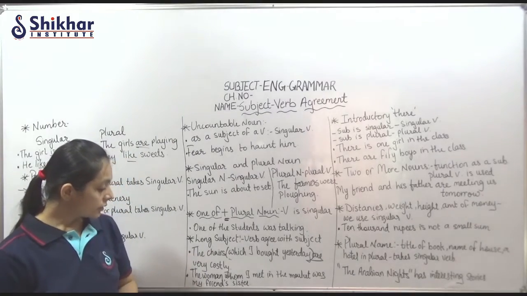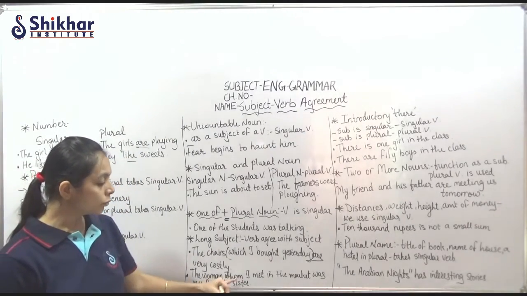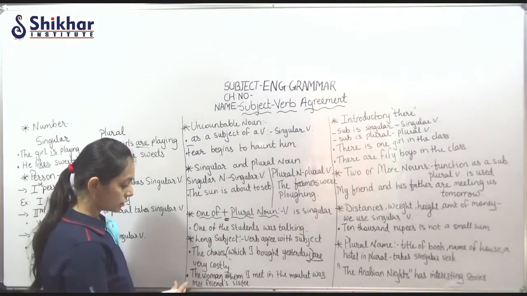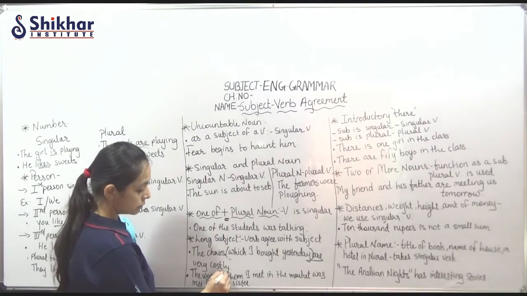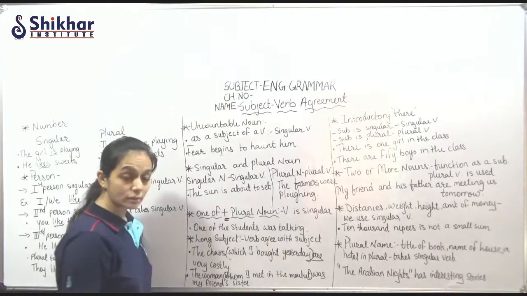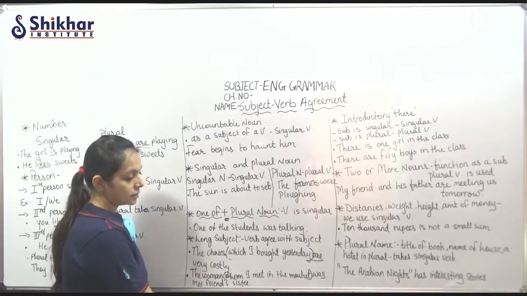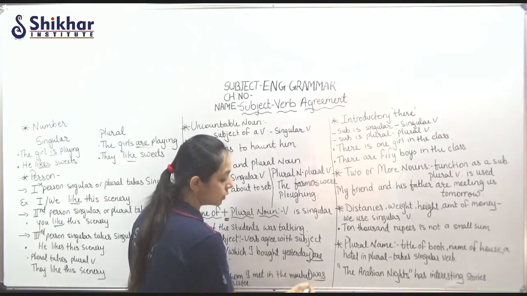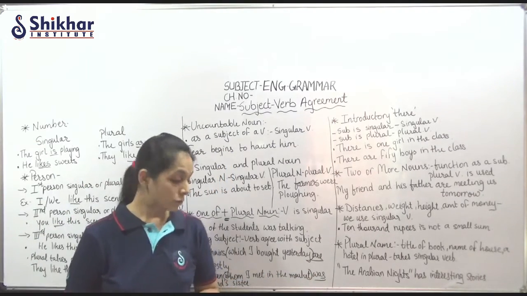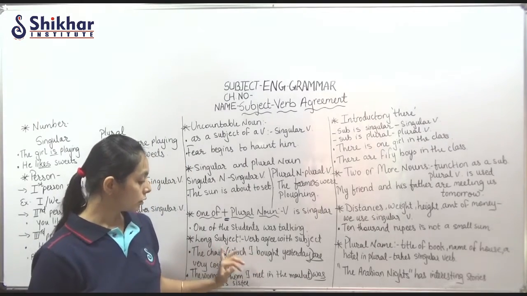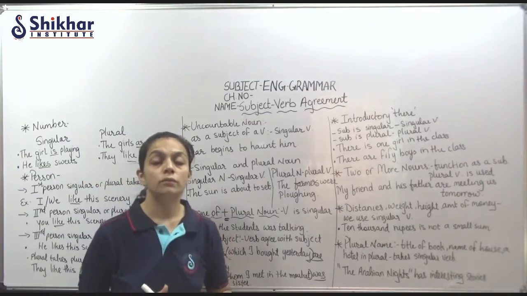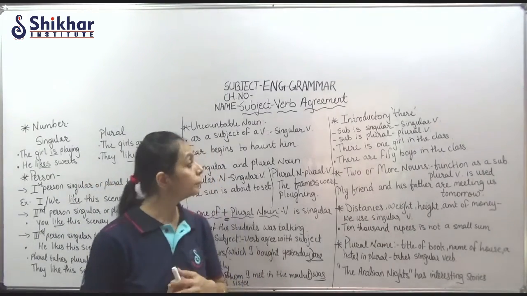Then one more example. The woman whom I met in the market was my friend's sister. The woman is the singular subject; whom I met in the market is a clause; was my friend's sister. Here I have used the verb was because the woman is a singular noun, so a singular verb. So when long sentences or long subjects are given with a group of words, you have to be careful in writing your verb.